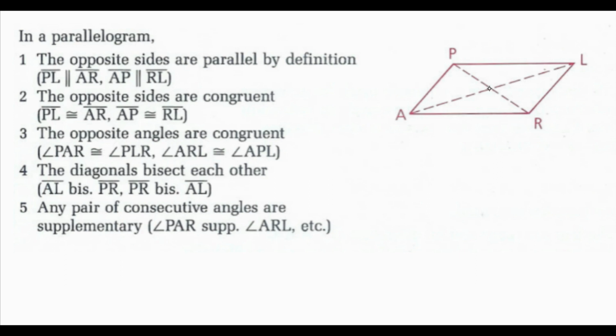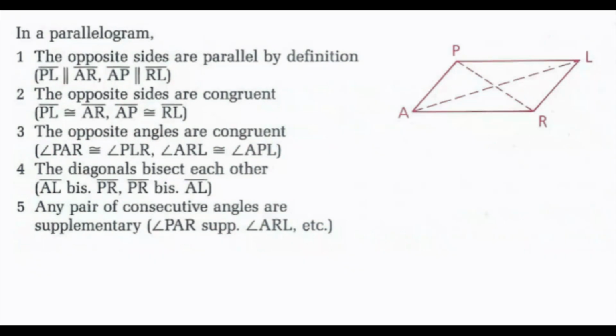So if I have a point in the middle, call this point E, then this segment would be congruent to this segment, and this segment would be congruent to this segment, because if I'm a bisector, I split into two congruent segments. And lastly, any pair of consecutive angles are supplementary, because if I have parallel lines that are cut by a transversal, this would create same side interior angles, which are my consecutive angles. And if I have parallel lines, then same side interior angles are supplementary. So for instance, angle PAR would be supplementary to angle LRA. I can have many different pairs of consecutive angles in a parallelogram that would be supplementary.